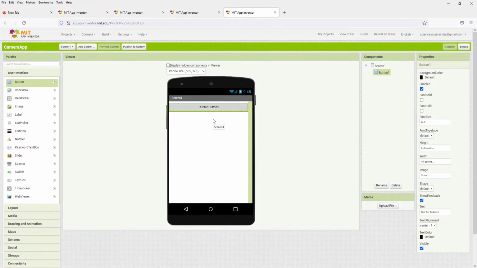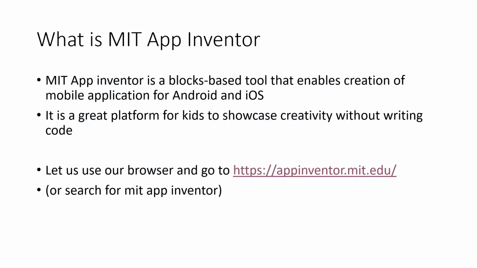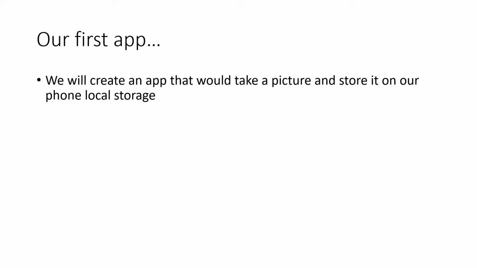So the first application that we are going to write is a camera application. Our first app will take a picture and store it in our local storage. I just want to create my own camera application that would take a picture and store it in my local storage. Maybe a very simple app, but it's an app that you have done by yourself. So that's our first application.